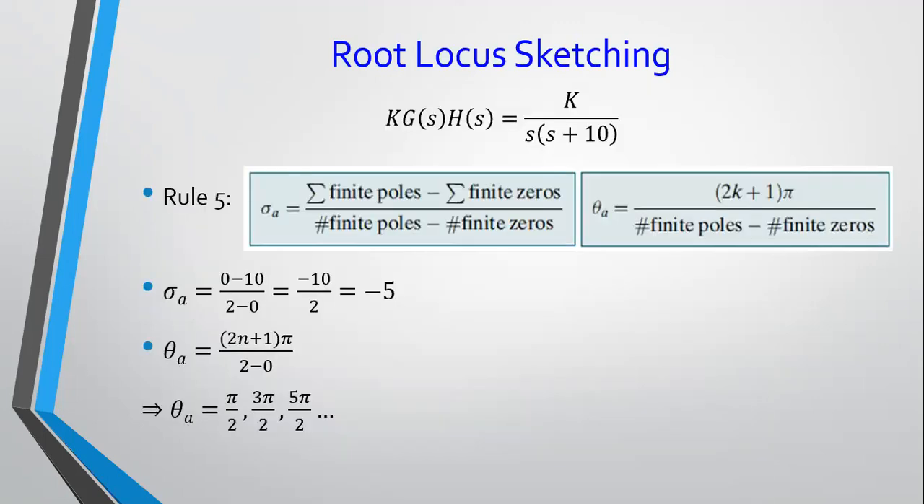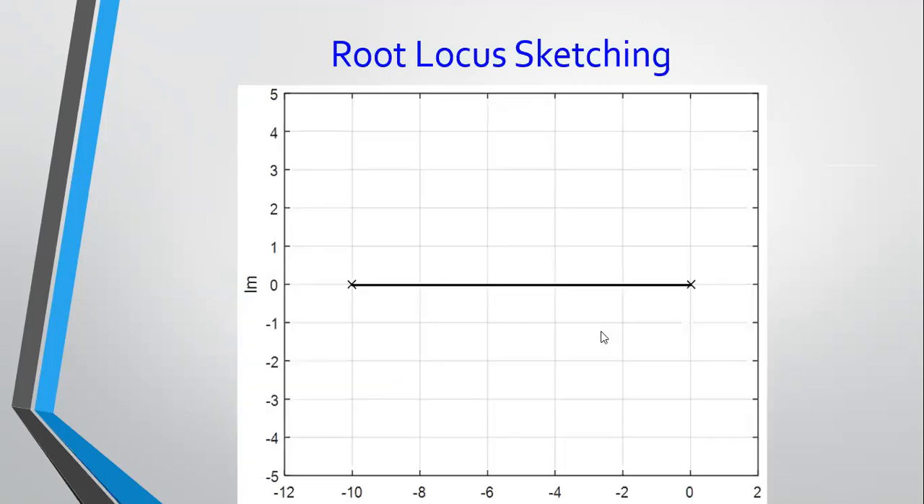Since you have paths going to infinity, you can apply rule number 5 now, which allows you to calculate the intercept and the angle of these asymptotes, which the respective paths will follow to go to infinity. If we apply the first equation to get the intercept: 0 minus 10, the sum of poles, there's no zero, and then over the number of finite poles minus the number of finite zeros, so it's 2 minus 0 because we don't have any finite zeros, so minus 10 over 2 equals minus 5. So what are we saying here? The asymptote would cross here. You have 2 asymptotes because you have 2 branches going to infinity. The asymptotes are going to cross at minus 5.